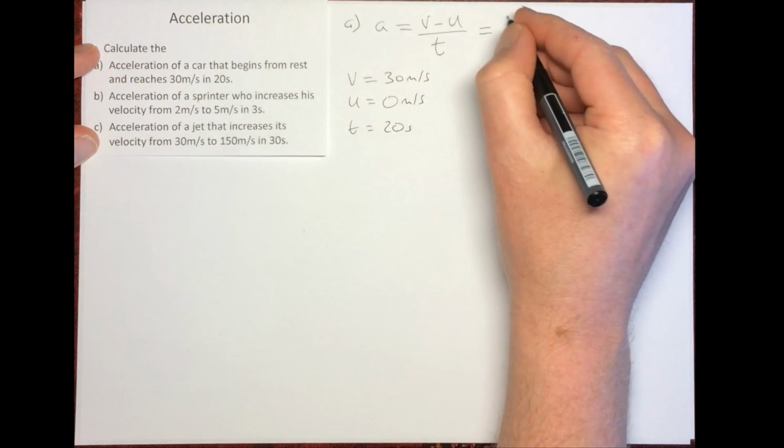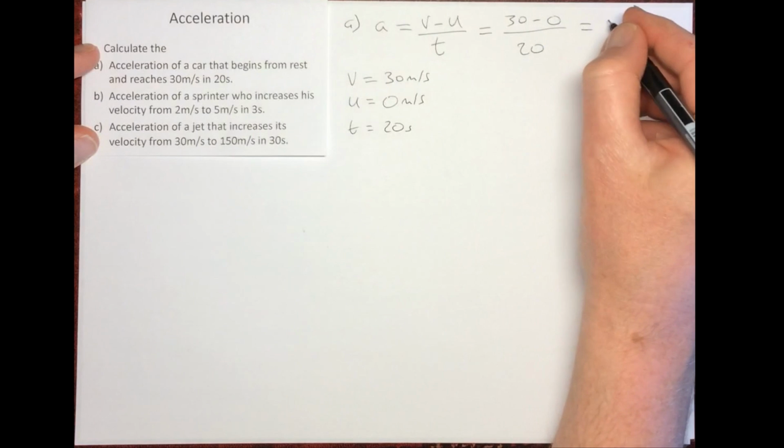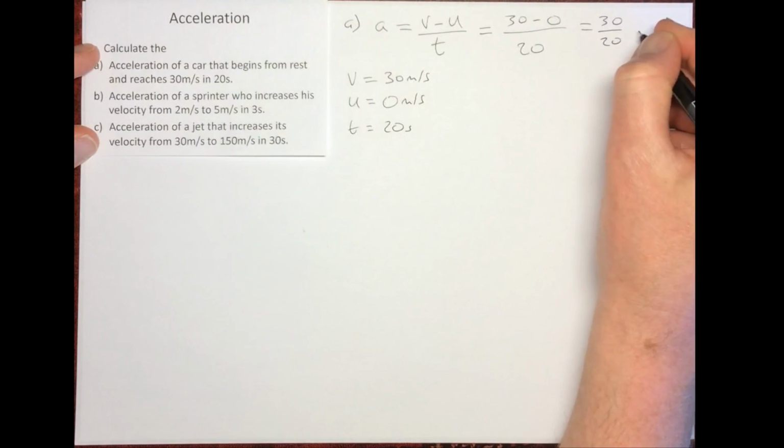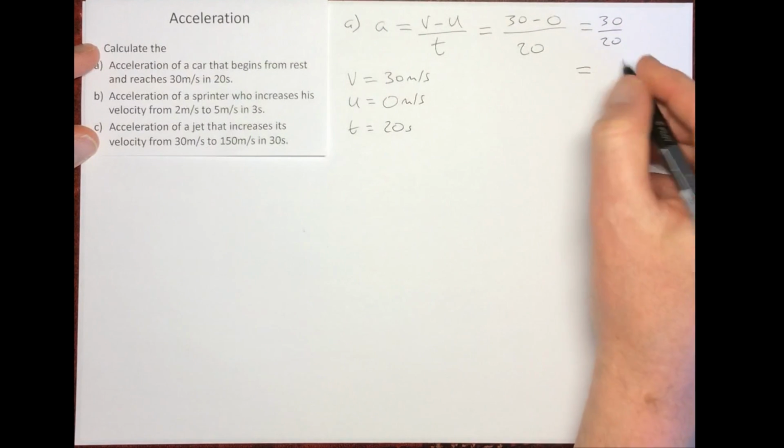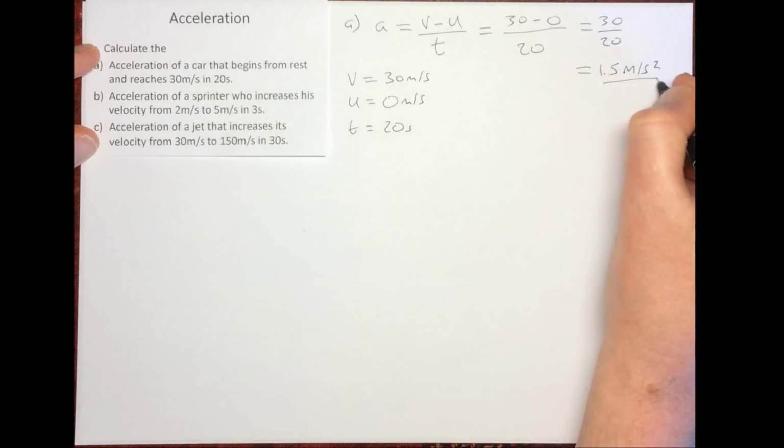So we can put these numbers into the equation, then 30 minus 0 over 20. And that gives us 30 over 20, which equals 1.5 meters per second squared, and there's our answer.